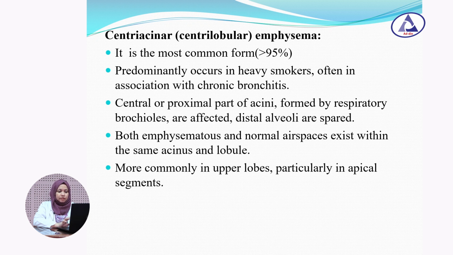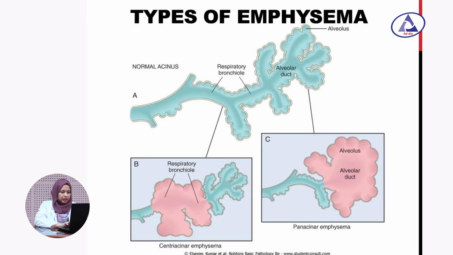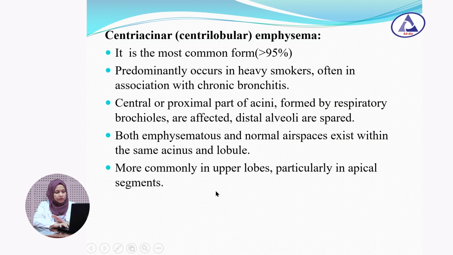So both emphysematous and normal air spaces exist within the same acini. Here in the picture we can see the emphysematous portion of the airspace and the non-emphysematous portion of the airspace existing in the same acini in case of centri-acinar emphysema. It more commonly occurs in the upper lobe, particularly in the apical segment of the lung.